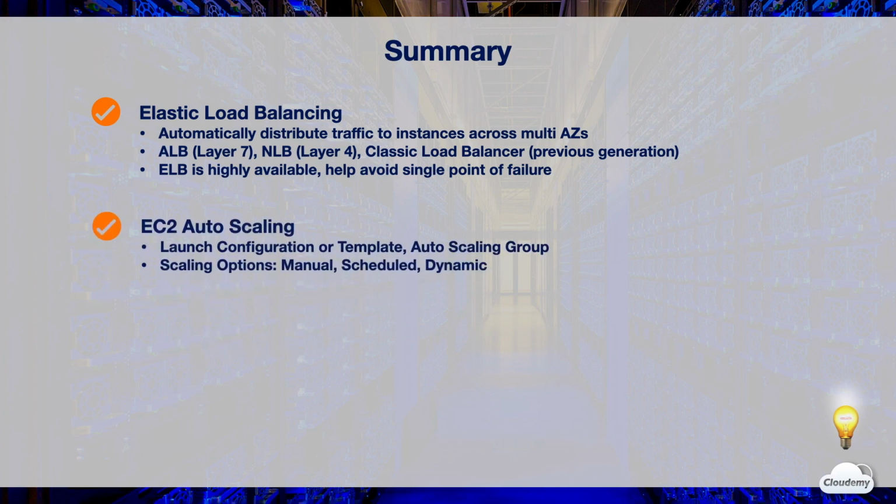EC2 auto scaling automatically adds or removes instances based on the scaling policy you define. You need to create a launch configuration or template, an auto scaling group, and specify scaling options such as manual scaling, scheduled scaling, or dynamic scaling. You can also use auto scaling with ELB to provide high availability.